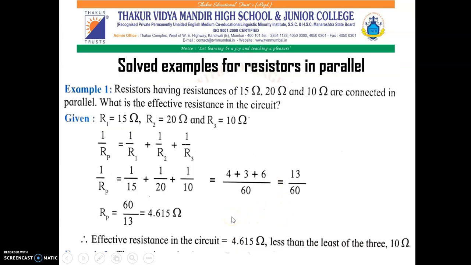Solved examples for the resistors in parallel. Resistors having resistances of 15 ohm, 20 ohm and 10 ohm are connected in parallel. What is the effective resistance in the circuit? So we have the values of the three resistances as R1, R2 and R3, which are 15, 20 and 10 ohm respectively.